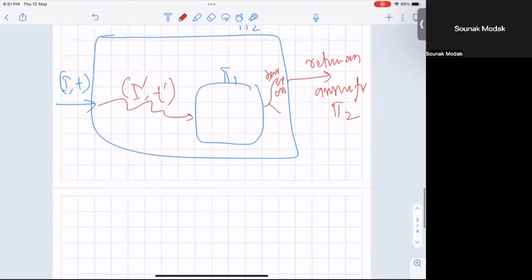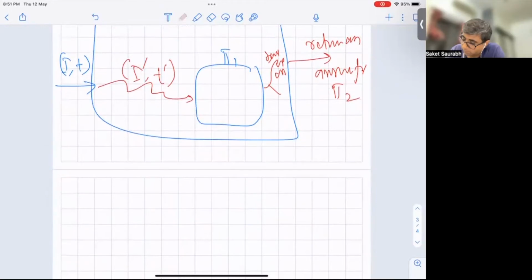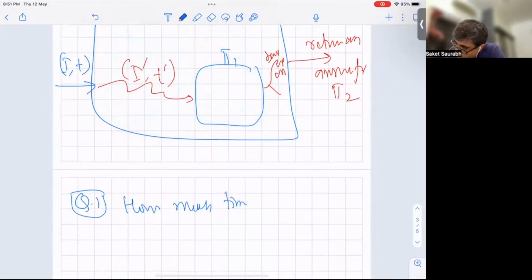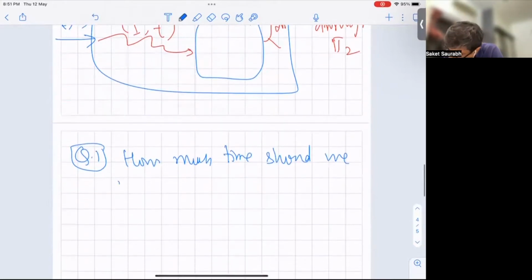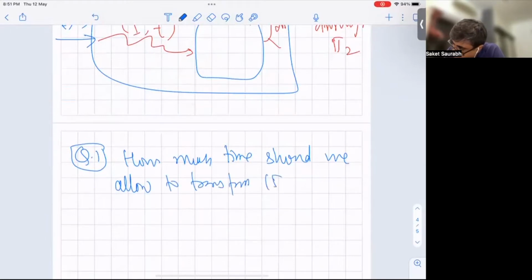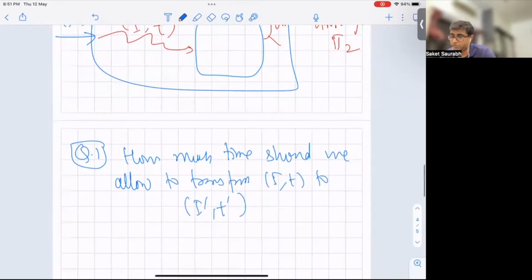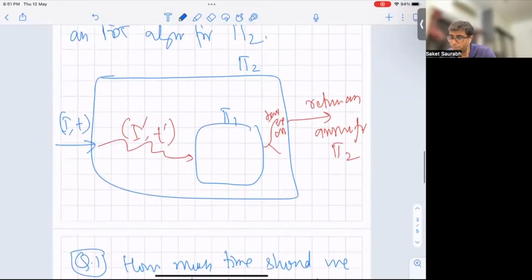Yes. Now tell me question number one. How much time should we allow to transform I comma k to I prime comma k prime? That's question number one. What do you think? How much time should it be allowed to take?